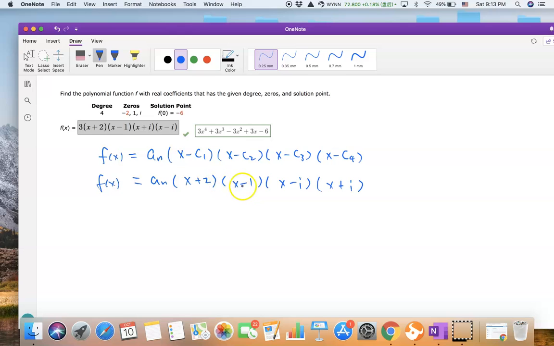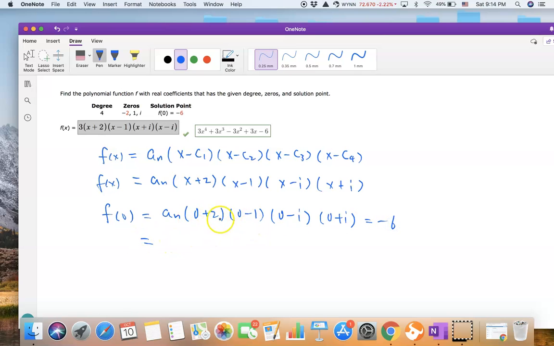Right now I have determined all the zeros. The only thing I don't know yet is the coefficient, but I can use the third condition to find it. The third condition says when x equals 0, the function value is -6. If I plug 0 into the function, then the right-hand side should be equal to -6. So I'm going to have an times 0 plus 2, 0 minus 1, 0 minus i, 0 plus i. This is going to be equal to -6.